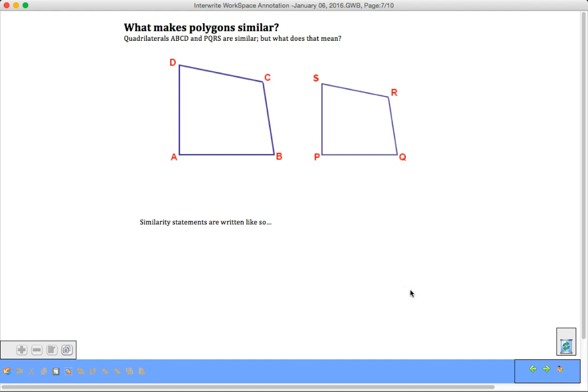All right, so I'm going to start with just explaining what similar figures are. We'll come back to this next time, but for right now, just want you to write next to your figures that similar figures have corresponding angles congruent.